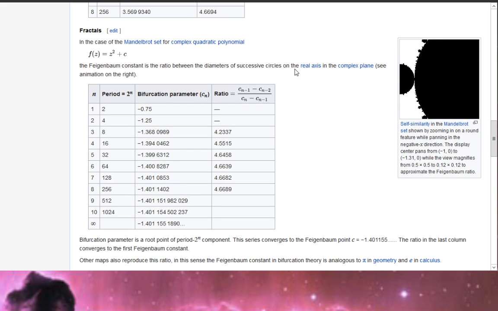I'll see, here's the Mandelbrot set, and it also approaches this Feigenbaum constant. The Feigenbaum constant in the Mandelbrot set is the ratio between the diameter of successive circles on the real axis and the complex plane. So they're talking about real axis here. That's those C values, I guess.